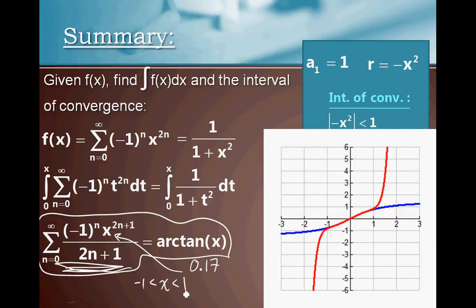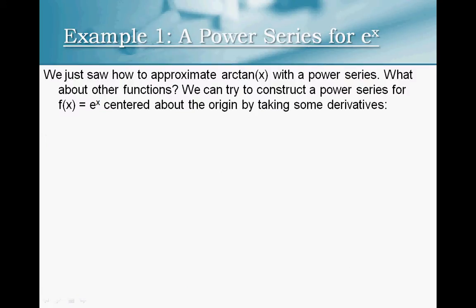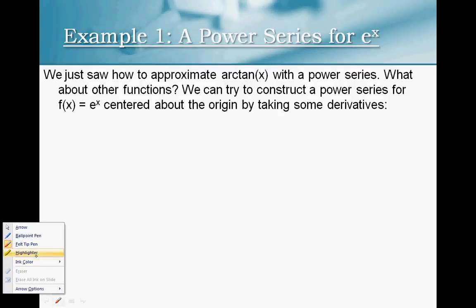Now it turns out arctangent of x is not some special function where it's the only function that has a power series with this property. There's actually other functions that will have power series that we're going to memorize or learn about in this class to approximate that function. For example, f of x equals e to the x. That might be a really good function to have a power series for to approximate our function.